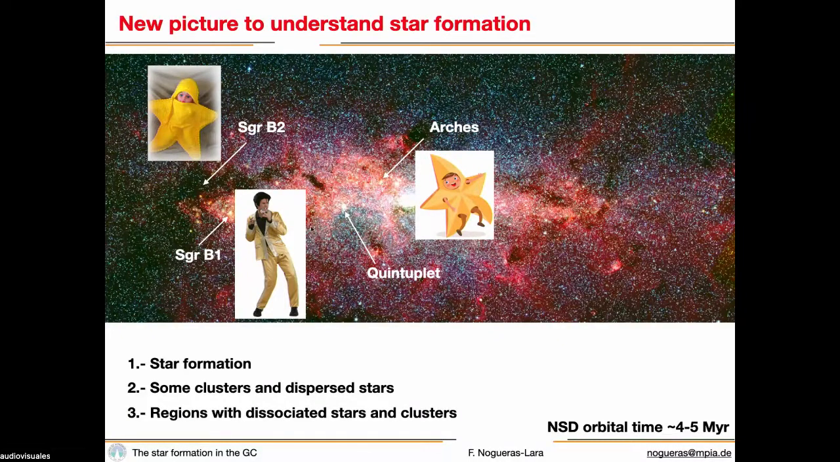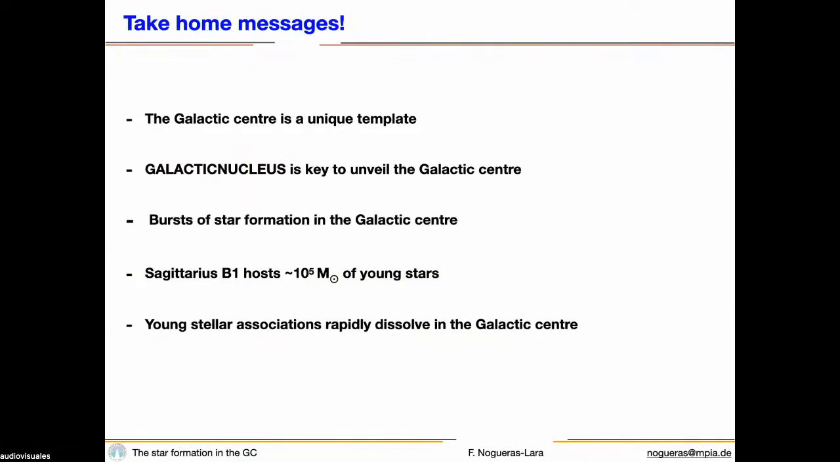So maybe after one more revolution, 5 million years, we will have that arches and quintuplet will become something like the Sagittarius B1 region now. So we will have these regions with dissociated stars and clusters. And this is probably not the only one, because we need more stars to really account for the whole budget of young stars that we have in the galactic center. And we now need to look for more regions like this one. But at least it's good that we know one, and we know that this can happen. So this is probably the process.